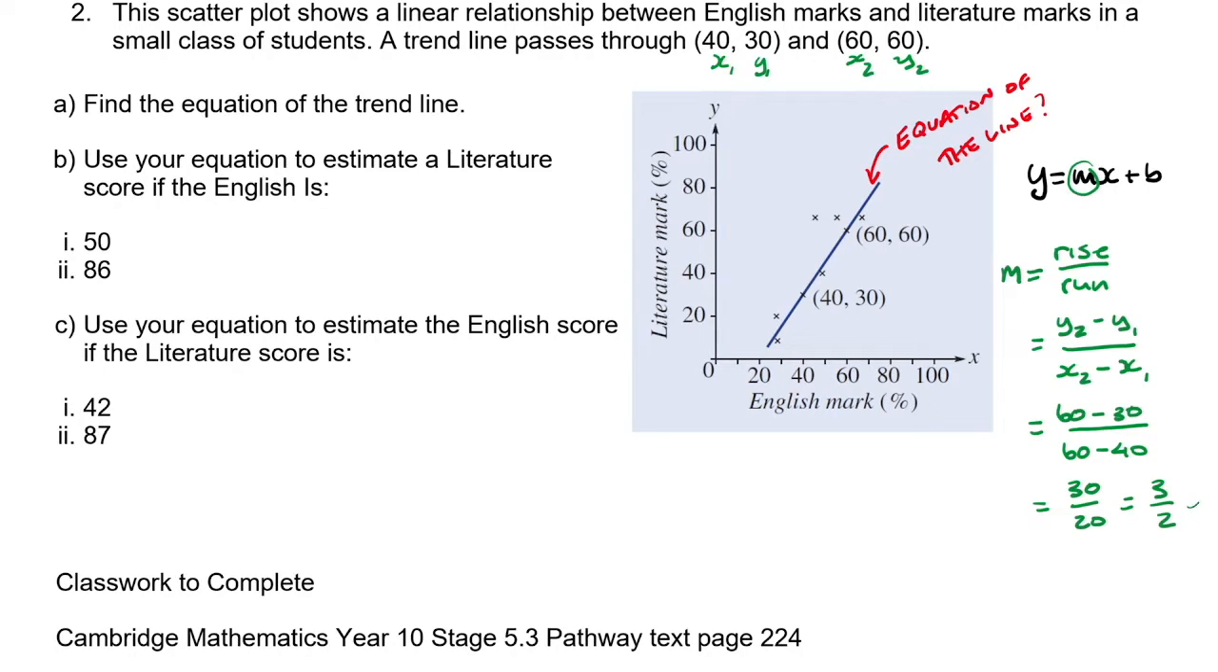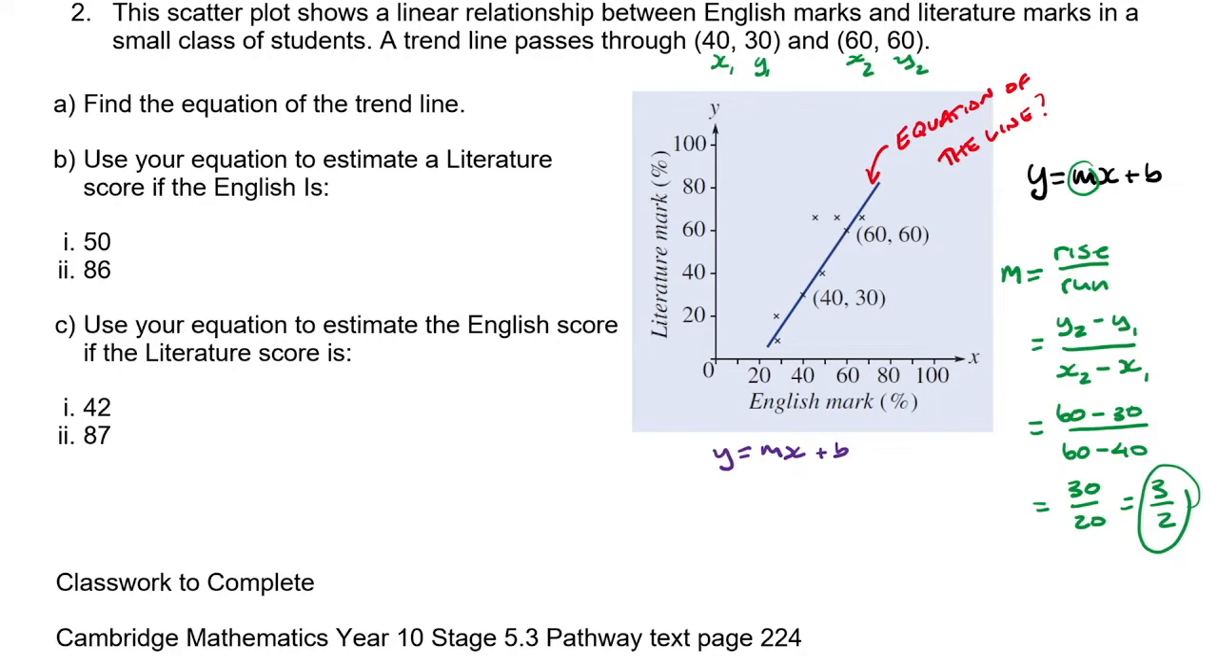Okay. And we know it's going to be a positive gradient. We now need to find what b equals. So we can do this a couple of different ways. We can actually substitute in to a version of y equals mx plus b. And we can use our newly found gradient to find that.